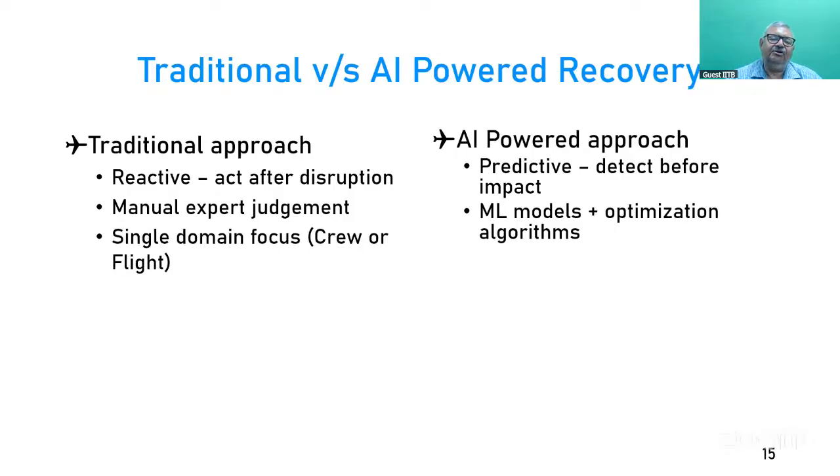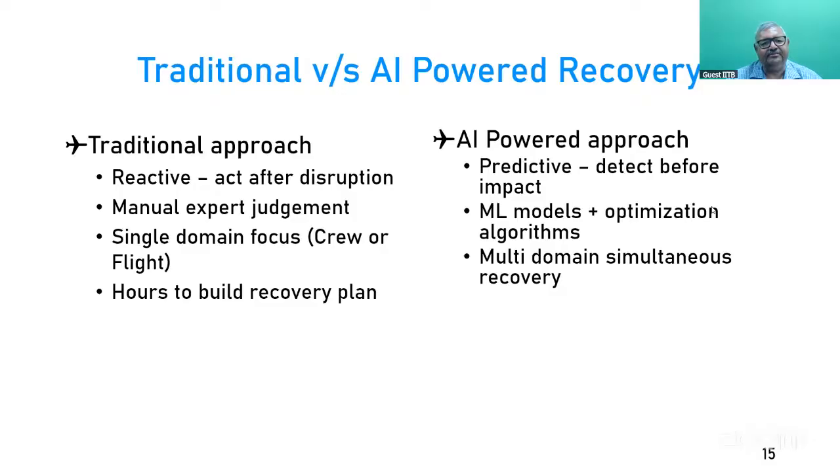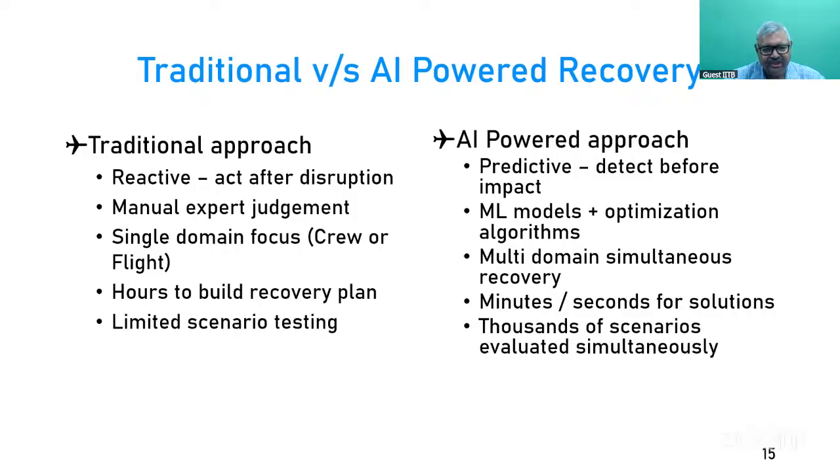Traditionally, the focus is only on one domain, either the crew or the flight. However, with an AI-based approach, you can look at multiple domains simultaneously, which helps you tackle the situation much better. It takes hours, as I mentioned, 4 to 8 hours, to build a recovery plan and implement it in the traditional approach. Whereas if you have an AI-powered system, you might be able to come up with the action plan in a few minutes or even seconds. It makes a big difference.